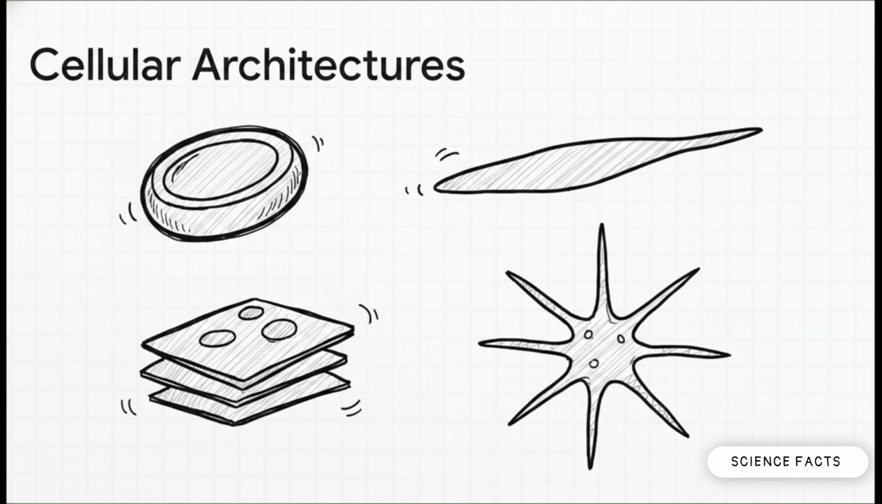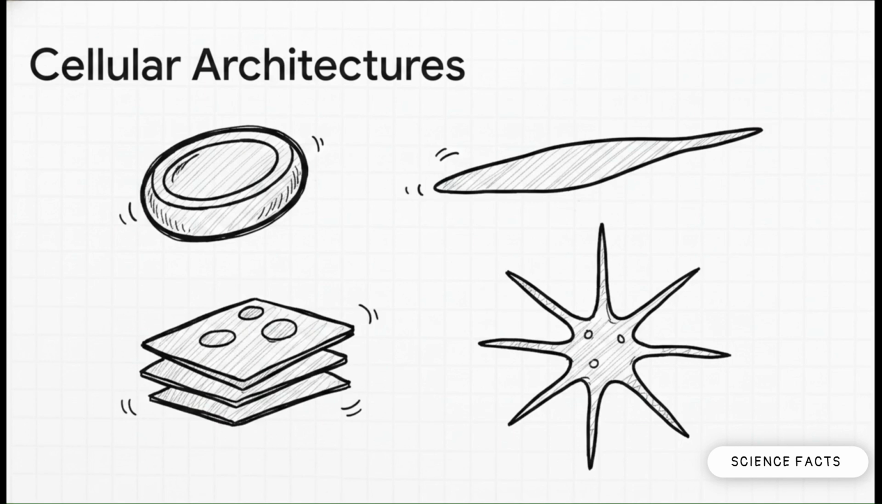They're these biconcave discs, which is genius because it maximizes their surface area for carrying oxygen and lets them bend and squeeze through tiny microscopic capillaries. Fibroblasts and muscle cells, they're spindle-shaped so they can stretch and contract. Your skin relies on flat, squamous epithelial cells for layered protection.